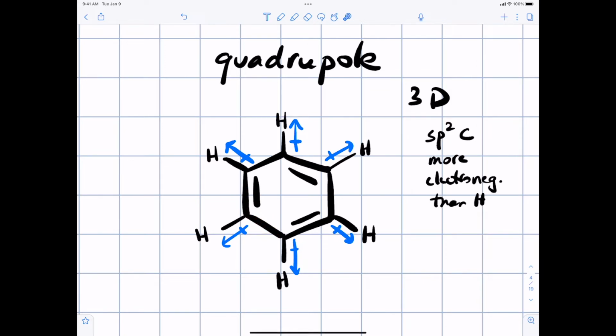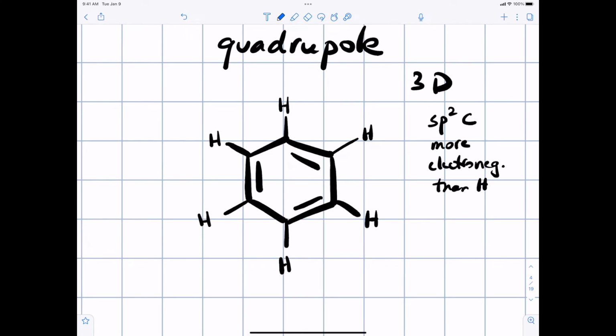Oh my gosh, I drew the dipoles in the wrong direction. How long were you going to let me do that? Very, very sorry. If carbon is more electronegative, the delta minus end of our dipole should be on the carbon. I'm very sorry for that.